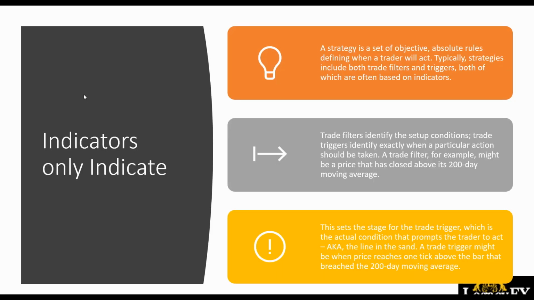Because remember, indicators only indicate. A strategy is a set of objective, absolute rules to define when a trader will act. That's your set of rules. Typically, strategies include both trade filters and triggers, both of which are based on indicators. Trade filters identify the setup conditions. Trade triggers identify exactly when the particular action should be taken.